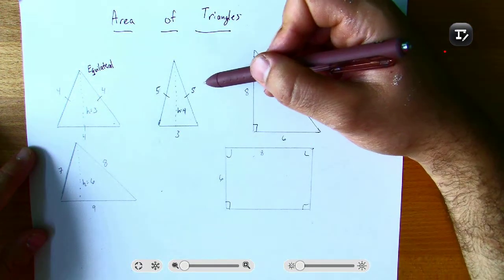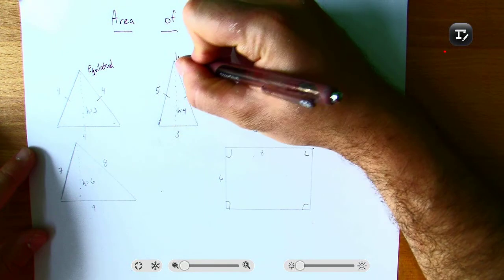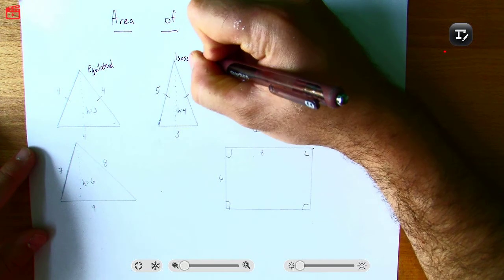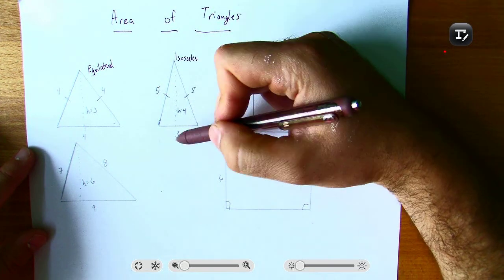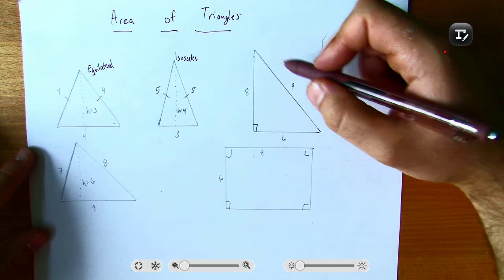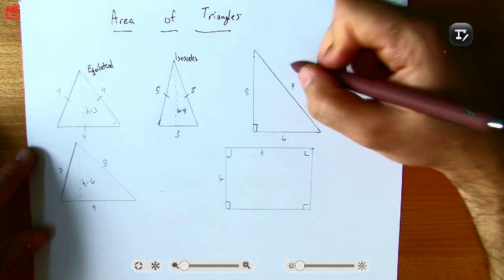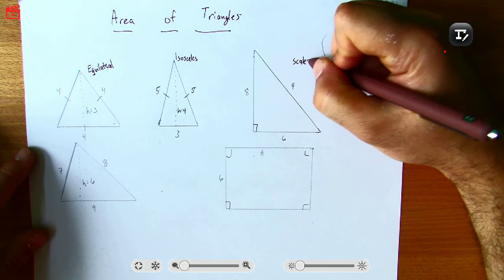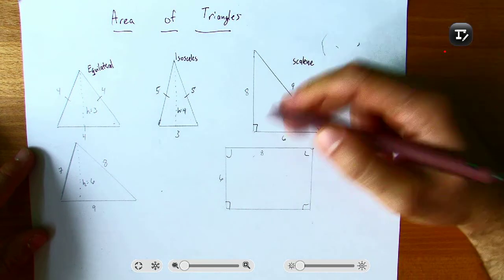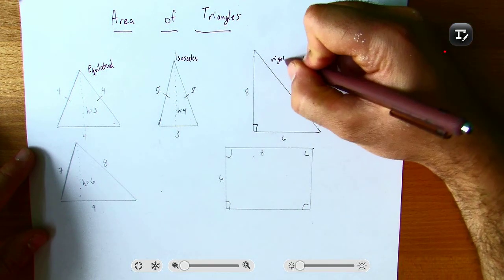We're going to go ahead and call this one an isosceles triangle because there's two equal sides and one that's different. Here, none of the sides are equal, so it is a scalene triangle. It's also a right triangle, so I'm going to call this a right scalene triangle.